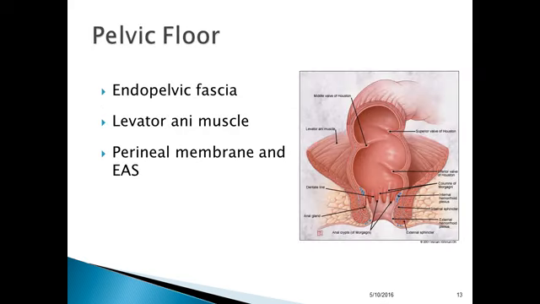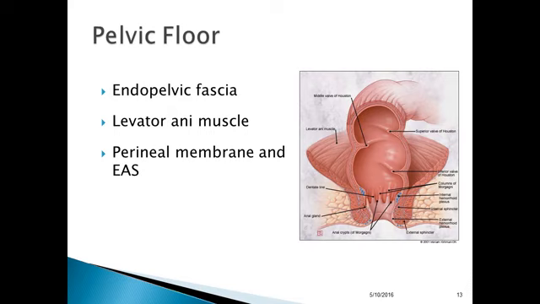The muscles that control fecal continence make up what are known as the pelvic floor and include the endopelvic fascia, the levator ani complex, and the perineal membrane and external anal sphincter. The endopelvic fascia is the first layer of the pelvic floor. It is made of collagen, elastin, and smooth muscle and provides anchor to the bony pelvis. The second layer and principal support for the pelvic floor is the levator ani complex. It is made of small muscles that include the iliococcygeus, pubococcygeus, and puborectalis muscles. These work together as a single unit.